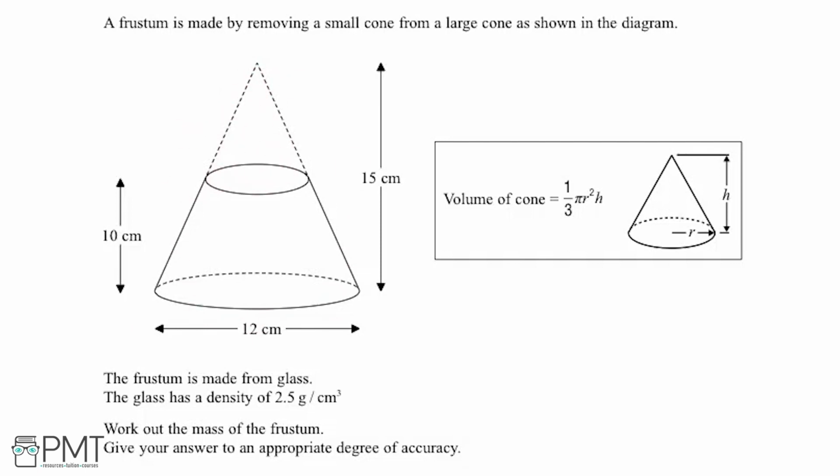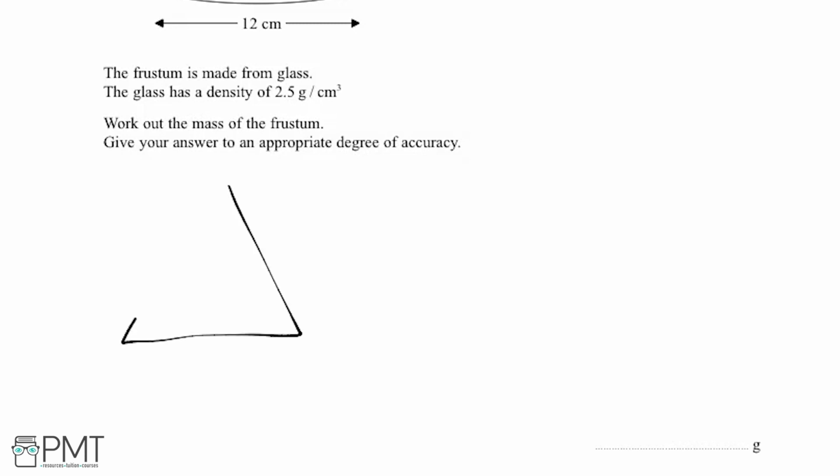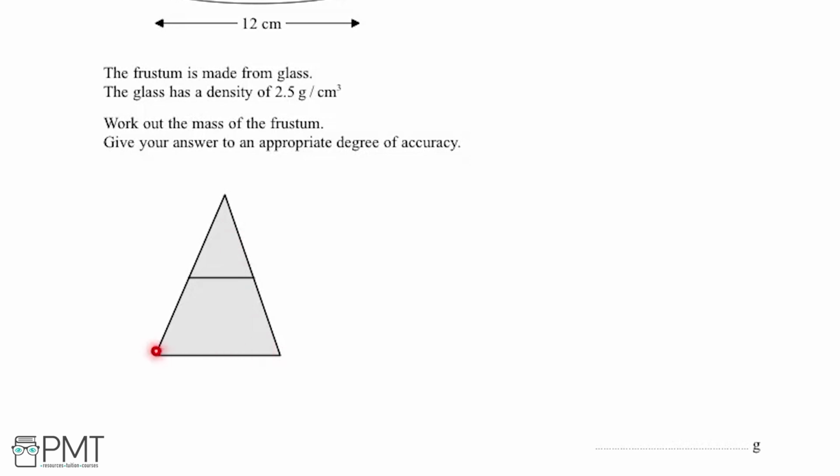So currently we've got lots of information for the large cone here, and we've got information for the final object, but we haven't got any information for the smaller cone. So that's what I need to work out first. So I'm going to abstract from this diagram. I'm actually going to make things easier. I'm actually going to look at a triangle. So we've got the larger triangle here and the smaller triangle here. Now we know from the diagram that the length of the whole larger triangle is 15 centimeters and the width is 12 centimeters.